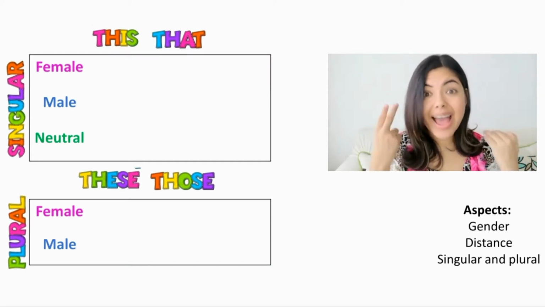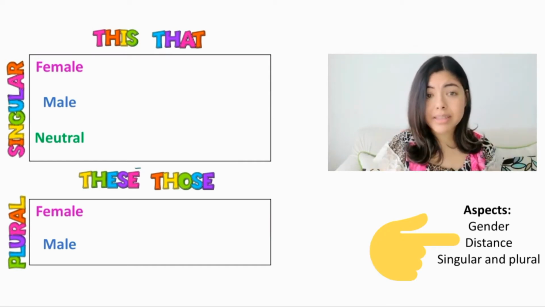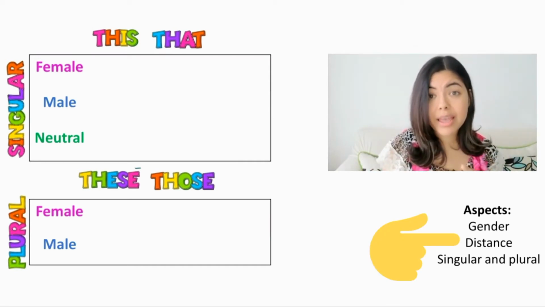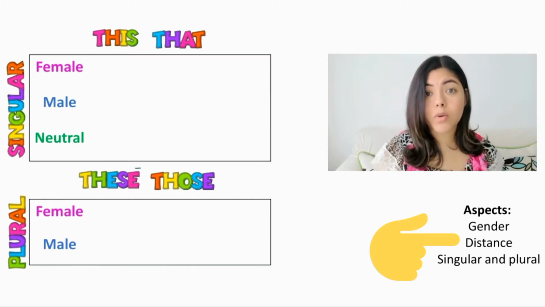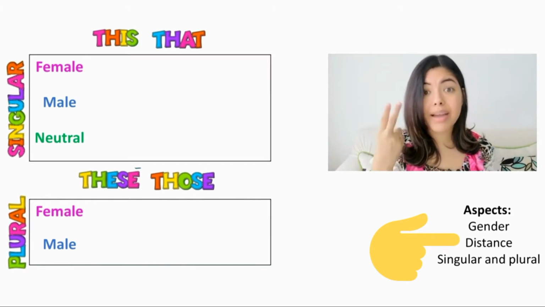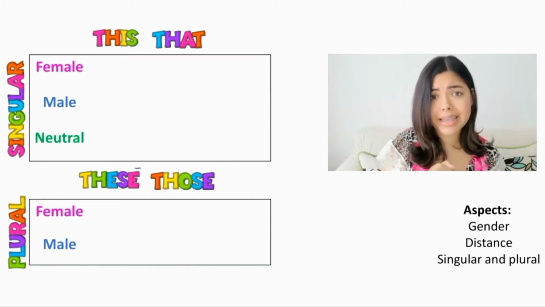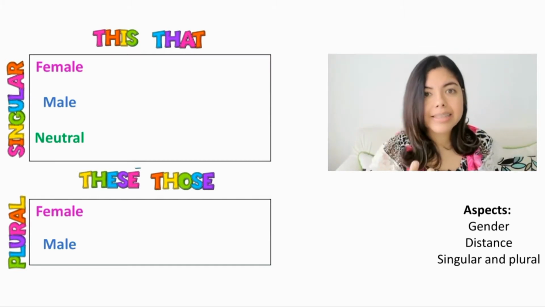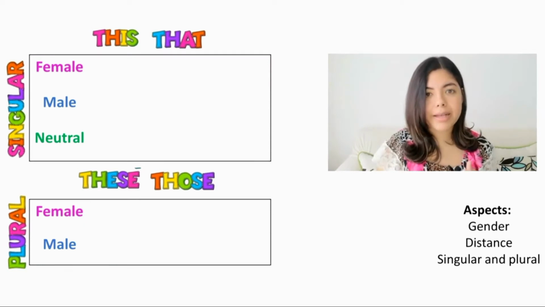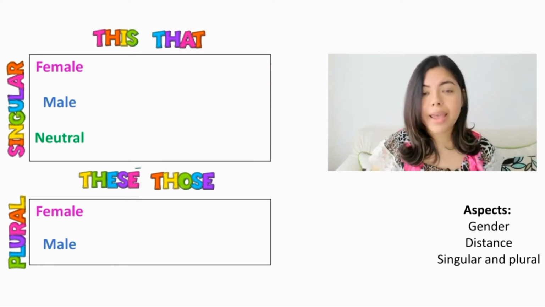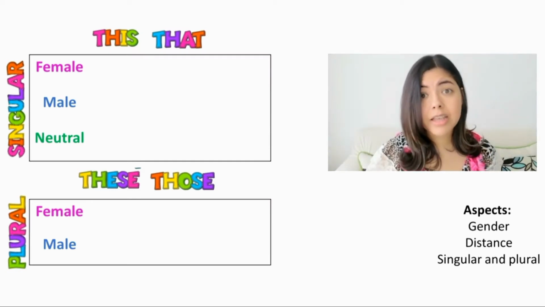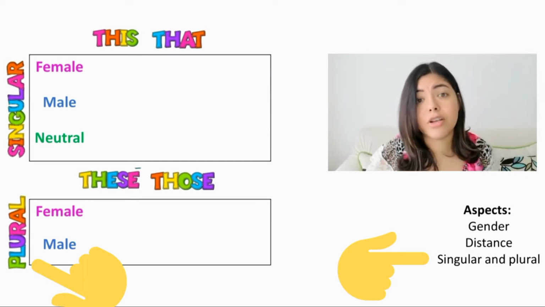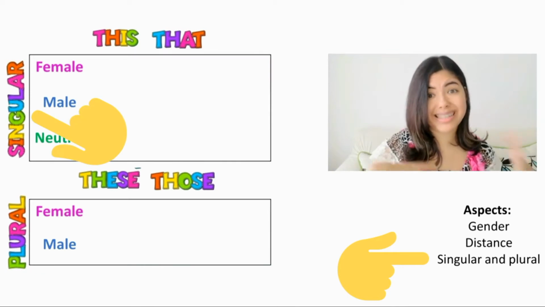The second aspect is that we should think about the distance, because in English there are two kinds of distance, this and that. But in Spanish there are three kinds of distance. And this is important too. And the third aspect is that in Spanish, you need to think about plural or singular.